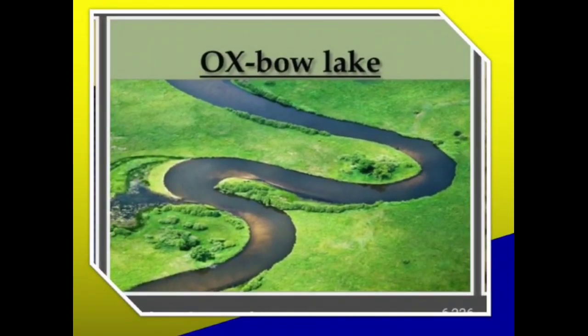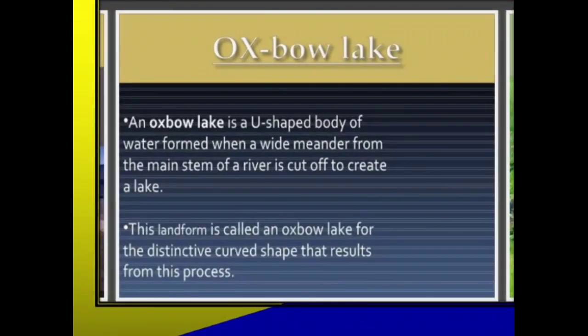The next feature made by a river is the oxbow lake. We have discussed the formation of meanders in the plain areas. Now these meanders result in the formation of an oxbow lake because of erosion and deposition along the side of the meander. In due course of time, the meander loop is cut off from the river and forms a loop that looks like an oxbow, and it is known as an oxbow lake.